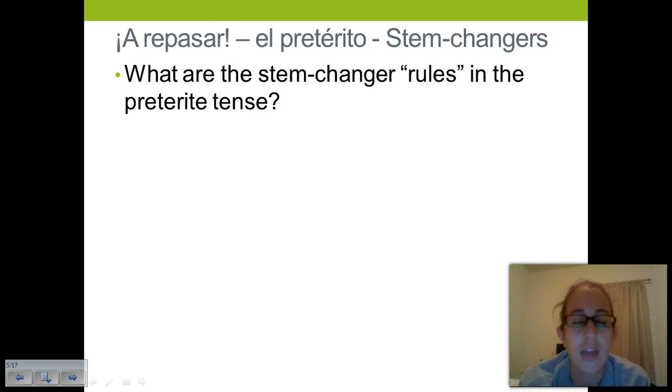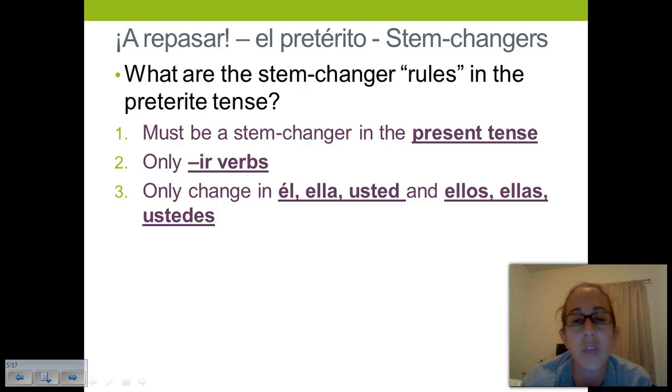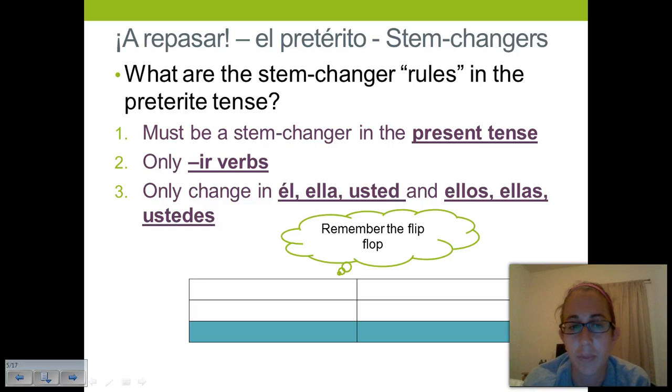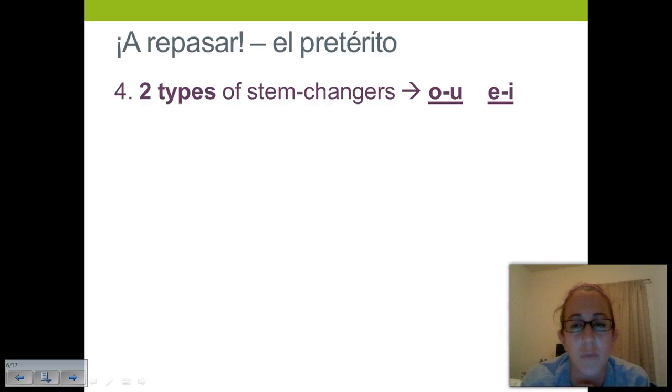And then we're going to go on to stem changers. Now remember, there are 4 kind of stem changer rules in the preterite tense. So I'm going to have you write those rules down. First of all, it must be a stem changer in the present tense. Only IR verbs stem change in the preterite. That spelling change only occurs in the él, ella, usted, and ellos, ellas, ustedes conjugations. Remember our flip-flop. And then our 4th one, remember that we only have 2 types of stem changers in the preterite tense, O to U and E to I.